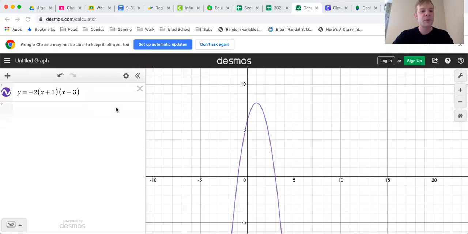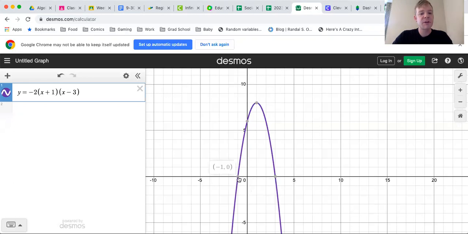Hello everyone. Today we are going to be looking at how we find our important points from a quadratic equation that is in factored form, like we see here. So the first point that we usually find, the most important point on any quadratic graph, on any parabola, is the vertex. So that would be my point right here at the top. Now, in order to find this point, it is going to be halfway between my two x-intercepts down here.